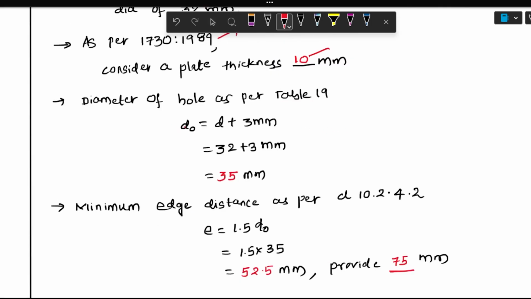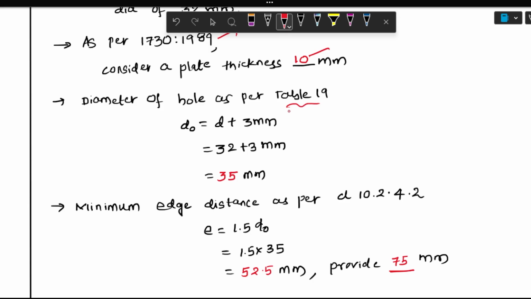Now whatever lug plate we consider, to place that D-shackle pin in the lug plate, we have to calculate the diameter of the hole. As per Table 19, see here, this is the snip of Table 19 from IS 800:2007. Whatever design I am going to do is as per the IS 800:2007 code only. I am not considering any foreign codes. The formula may change, but the concept behind the design of lug plate is almost constant in each and every code.